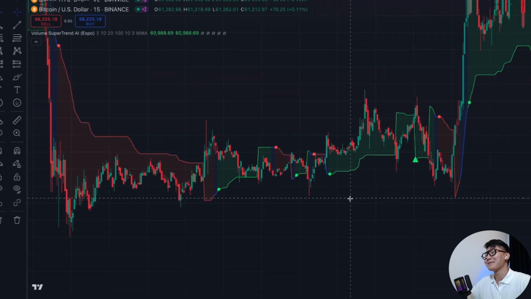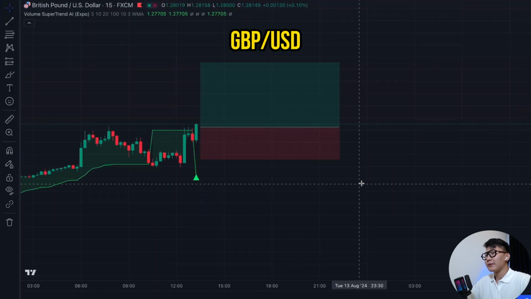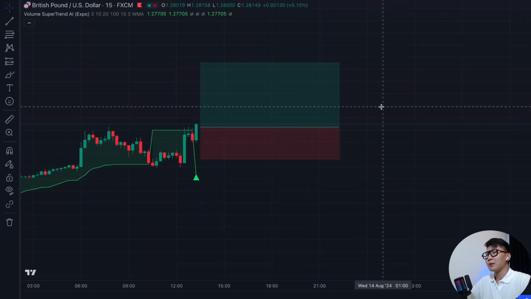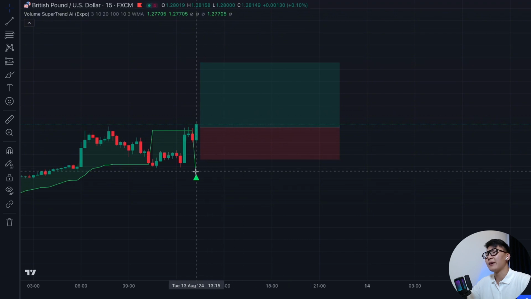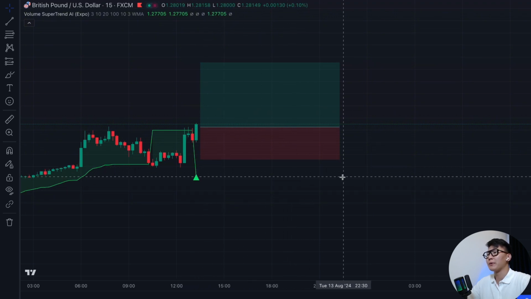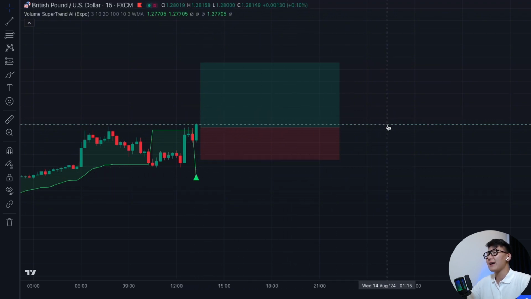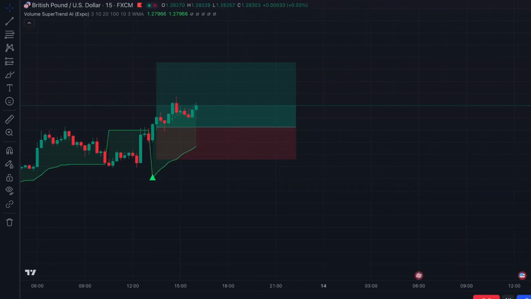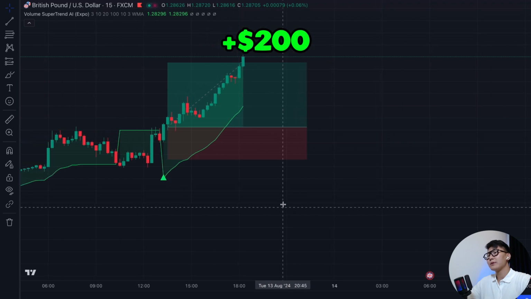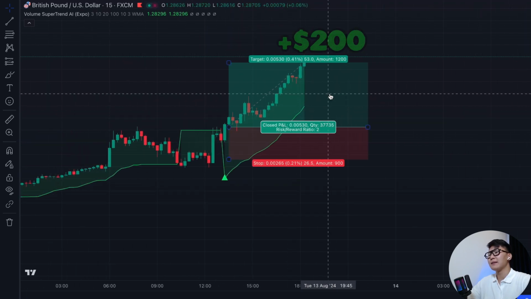GBP/USD currency pair, I've already set my stop loss and take profit, and I'll be opening the trade with a 1:2 risk-reward ratio. I just got a signal to open a long position, and let's see how the signal plays out, guys. Adding $200 to my bank account, and the signal was completely accurate. And let's continue the analysis and find another position.